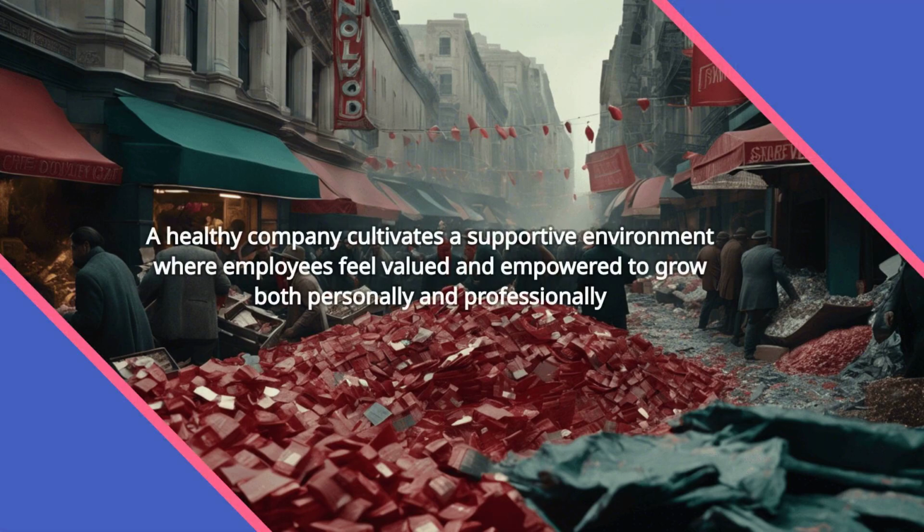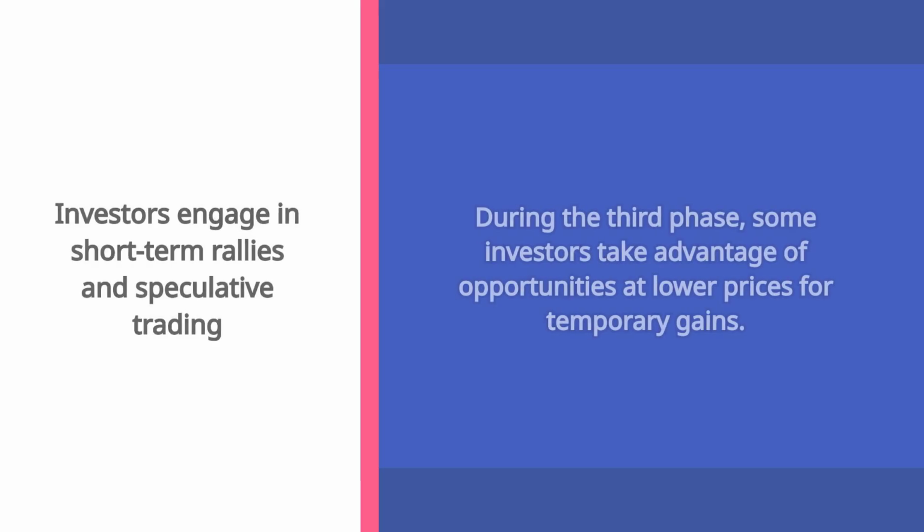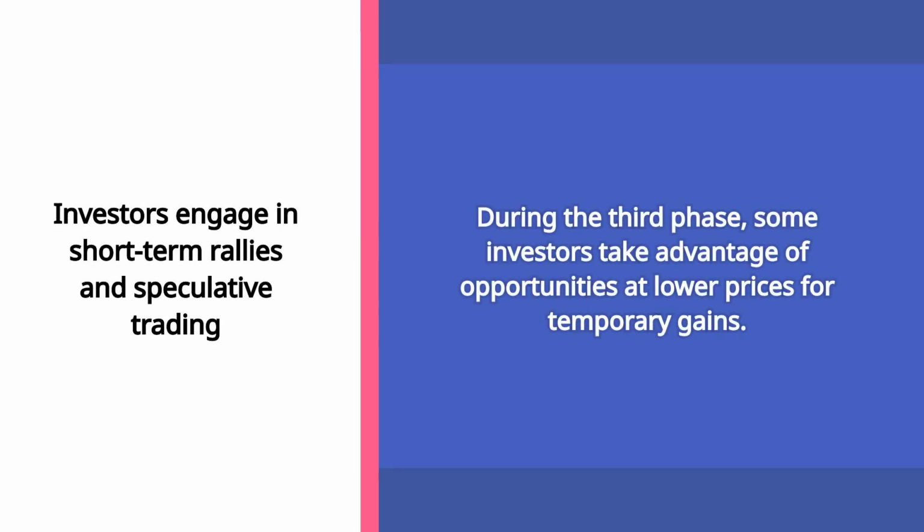The second phase sees a rapid drop in prices, known as the market collapse. Panic selling ensues as investors rush to minimize losses, worsening the downturn. The third phase involves short-term rallies and speculative trading. Some investors see opportunities at lower prices, but these gains are often temporary.